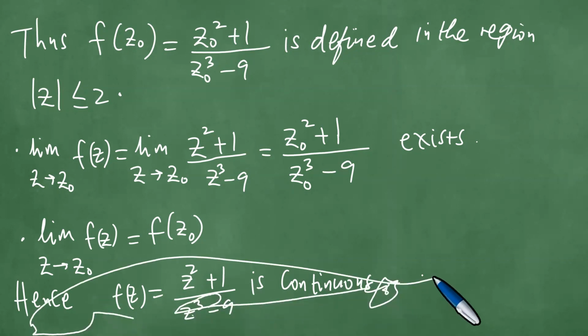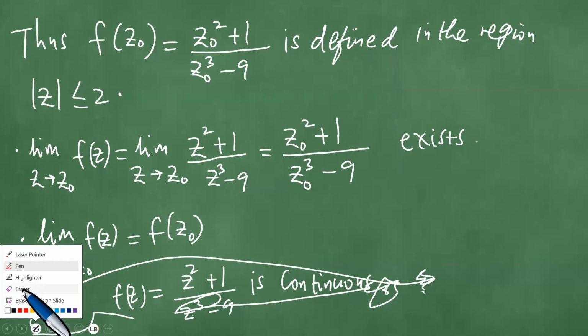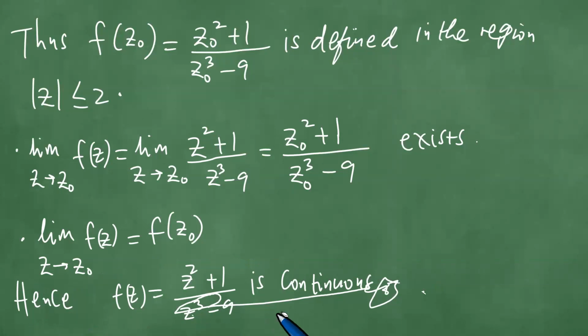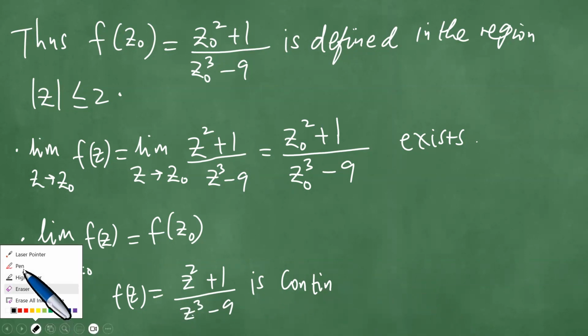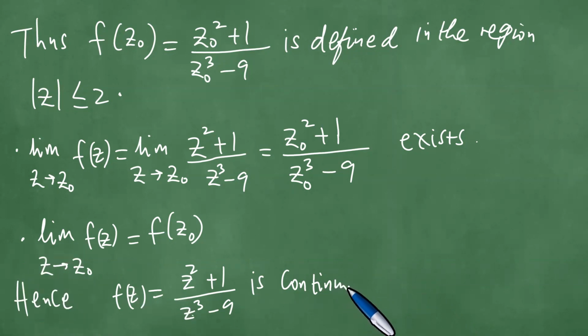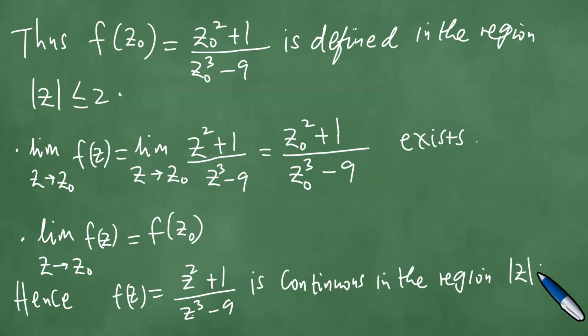Okay, let me just clean up. Right, so it is continuous in the region, that is, in the region where the modulus of z is less or equal to 2, like this.